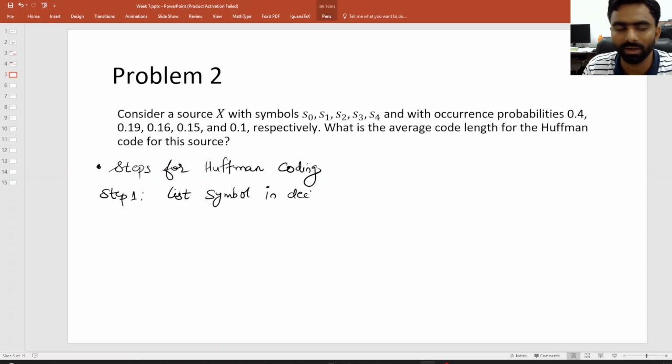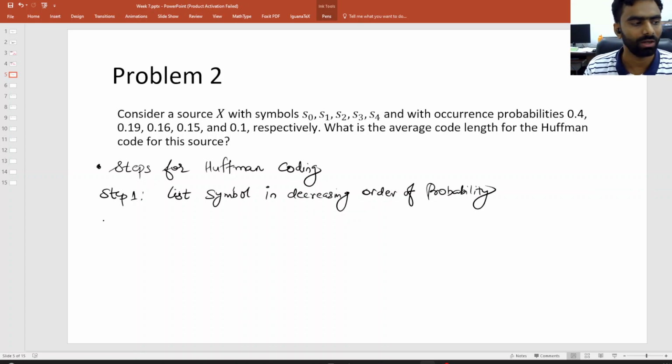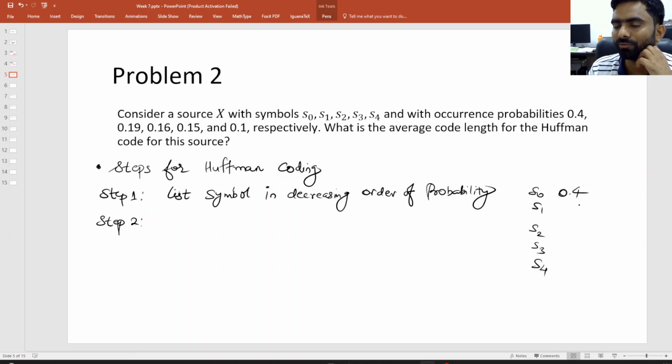Meanwhile, you calculate. I'm writing for others. You have forgotten the steps. Probability. Okay. Now, how do you write? Simply, I have to write the steps, which are already given. So S0, S1, S2, S3, S4 are there. So 0.4, yes, highest probability 0.4. Then second one is 0.19, 0.16, 0.15 and 0.1.